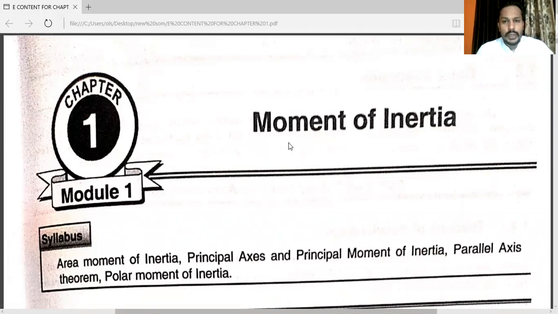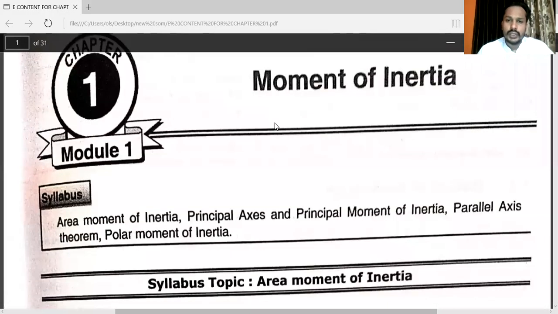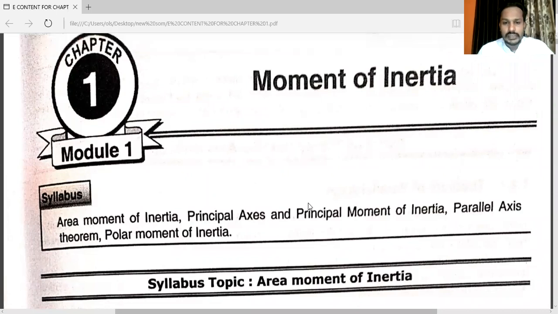the chapter moment of inertia. See, in the first module, we have this chapter, that is moment of inertia. In the moment of inertia, we have some subtopics. Here you can see in our syllabus, we have area moment of inertia, principal axis, and principal moment of inertia. See, few important theorems are there. Parallel axis theorem, polar moment of inertia.